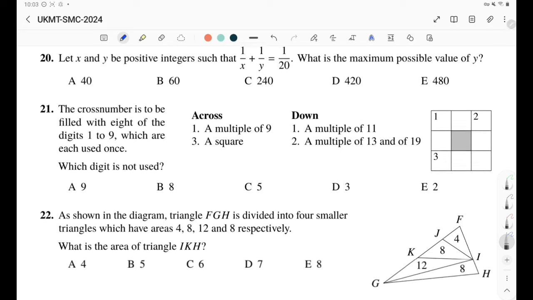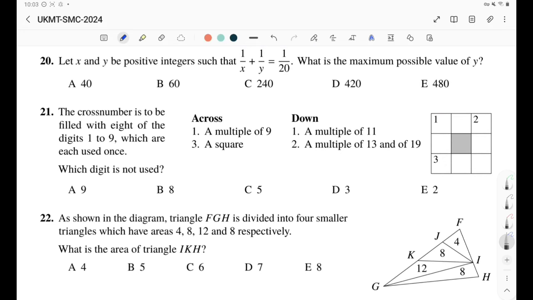Okay, let's move on. Let x, y be positive integers. We have 1 over x plus 1 over y is 1 over 20. We need to maximize y. Okay, this is a very standard question. With these types of questions you immediately multiply by 20xy to make it a kind of Diophantine equation, an equation with integer solutions.